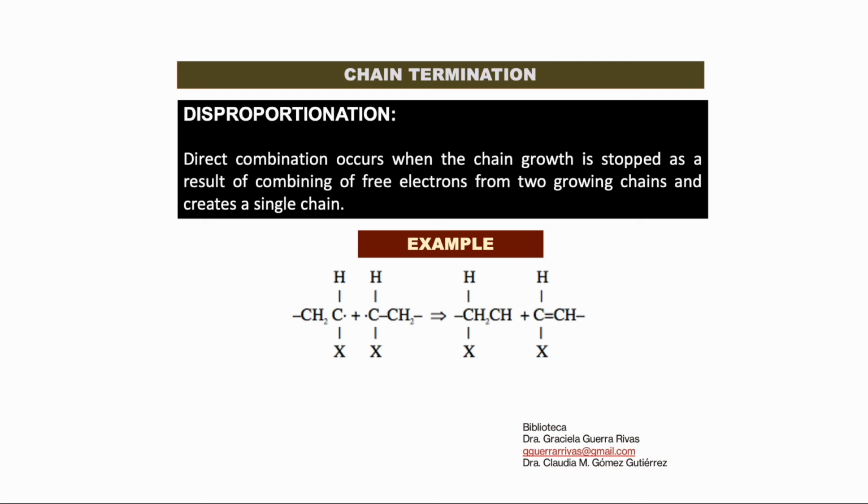Disproportionation occurs when an impurity reacts with active groups and terminates the chain growth. To avoid termination due to impurities, clean environments are needed to perform these reactions.